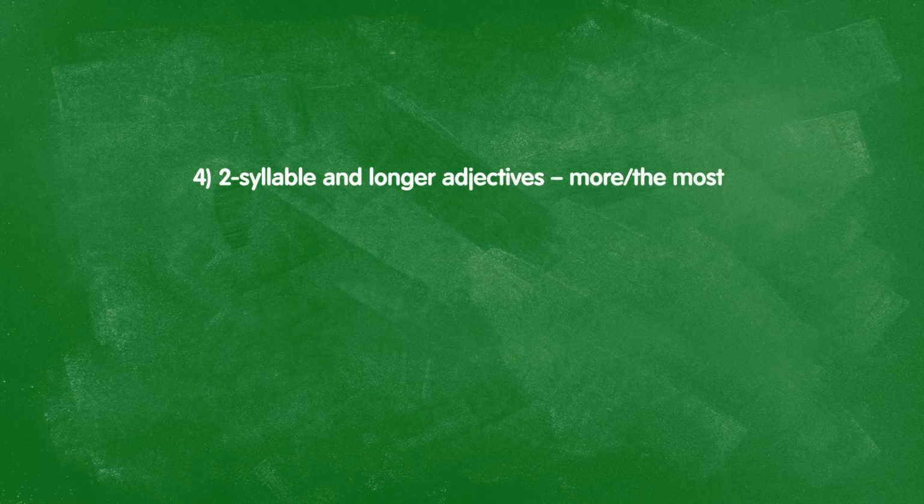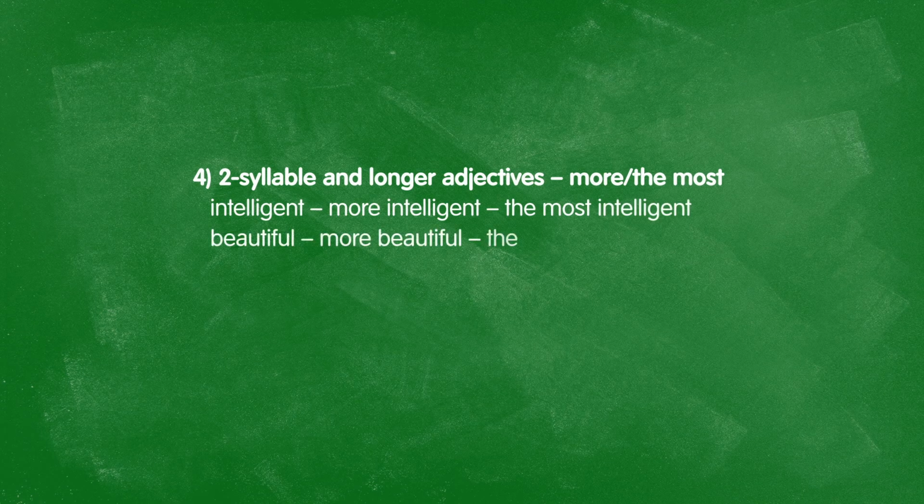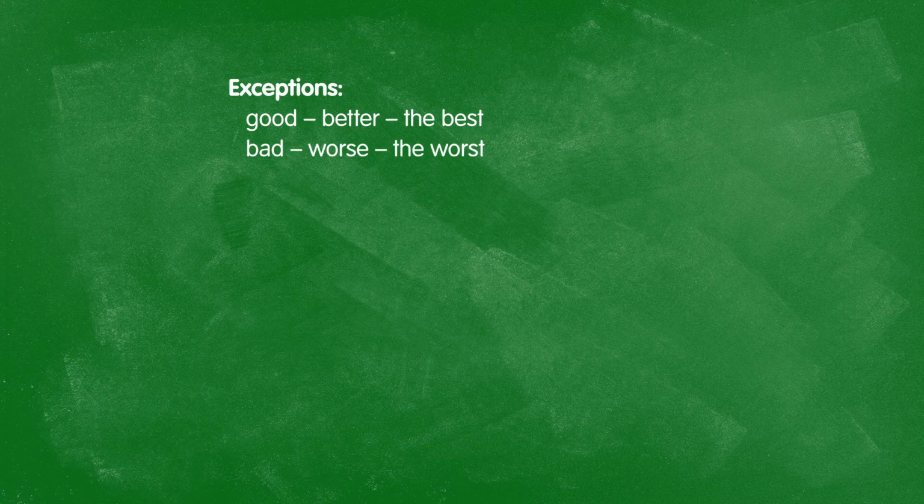For adjectives which are two or more syllables, we simply use "more" or "most." So, for example, intelligent, more intelligent, the most intelligent. Or another example, beautiful, more beautiful, the most beautiful. However, be careful because there are some exceptions to these rules. For example, good. Good becomes better and the best. Also, bad. Bad becomes worse and the worst.